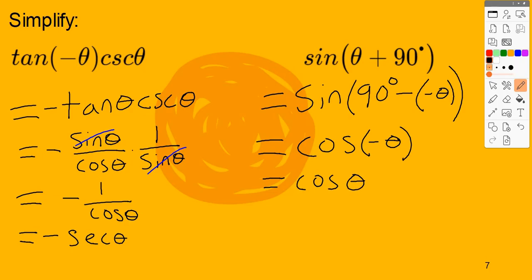What did you do to make the multiplier? I used our co-function identity. Remember that our co-function identity is that sine of 90 degrees minus theta equals cosine of theta. But this time, since I didn't just have a theta there, I had to write whatever I was subtracting, which was technically a negative theta instead. Other questions? Alrighty.